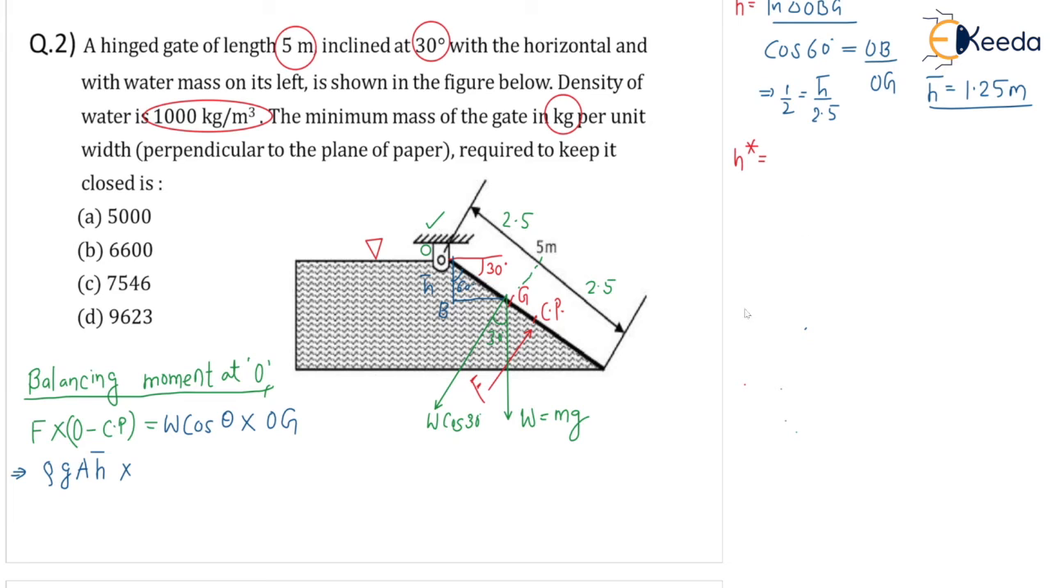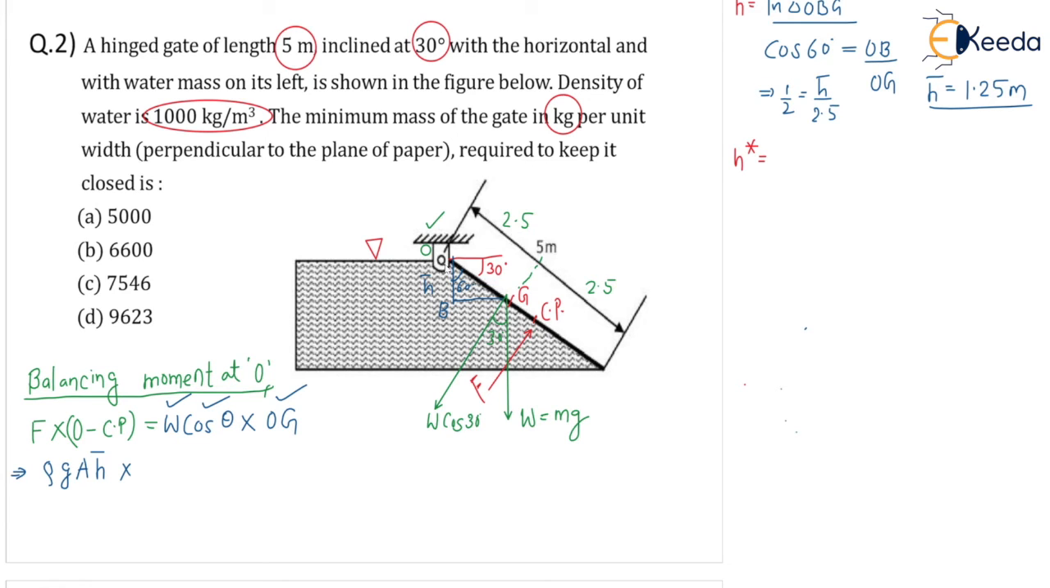Let us find H star also. H bar is known. Now OCP is the only thing. On the right hand side, OG is known to you: 2.5 cos 30, which you can get from the calculator. Inside W we have mg, and G is known. That means on the right hand side everything is known. The only thing left is OCP. So how can we find OCP?